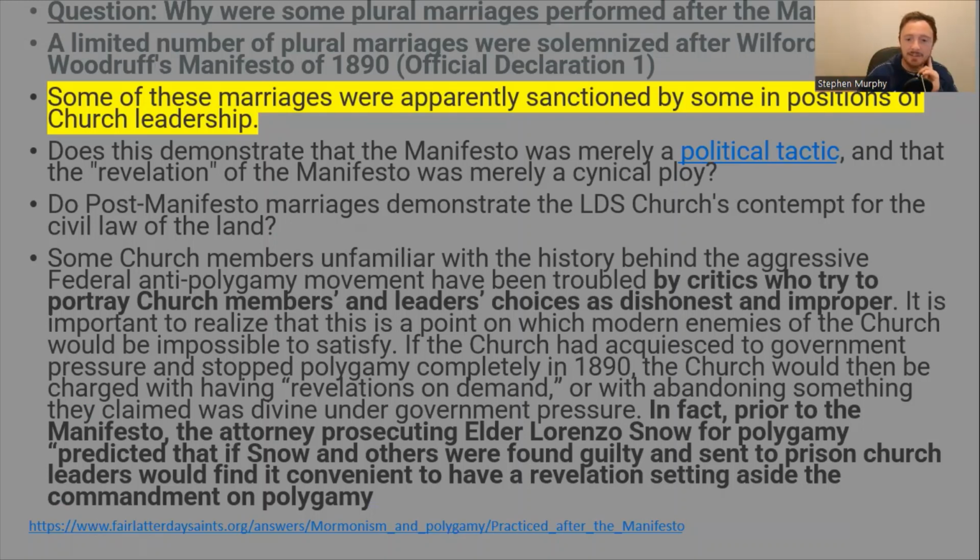So does this demonstrate that the Manifesto was merely a political tactic, and that the revelation of the Manifesto was merely a cynical ploy? Do post-Manifesto marriages demonstrate the LDS Church's contempt for the civil law of the land? So this is what they have to say.